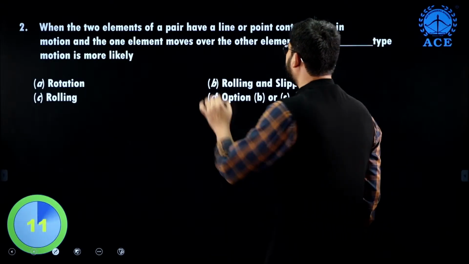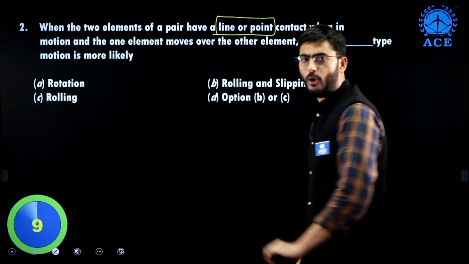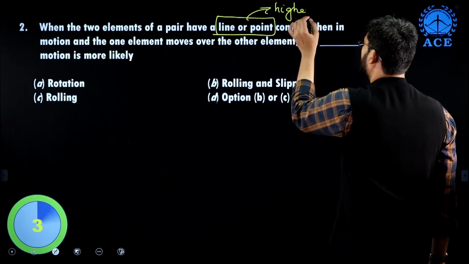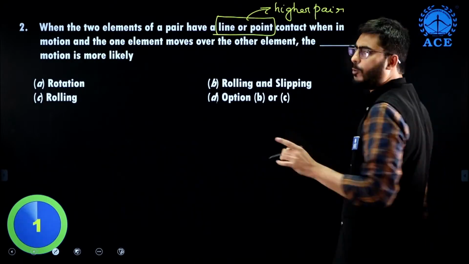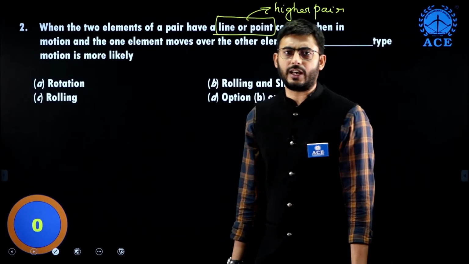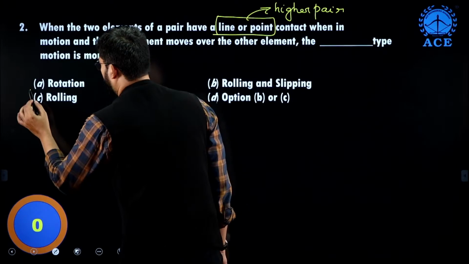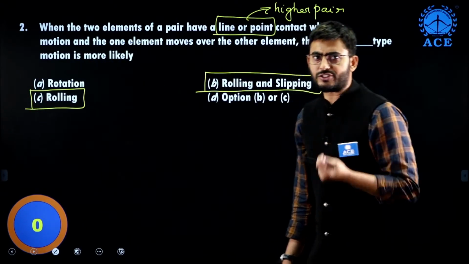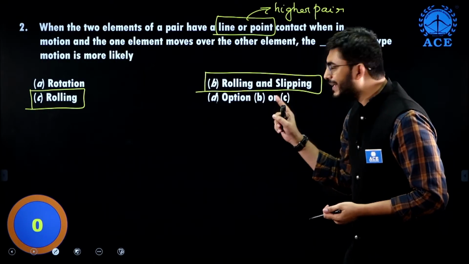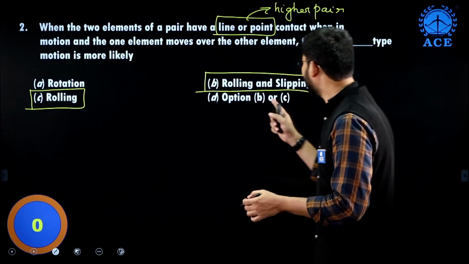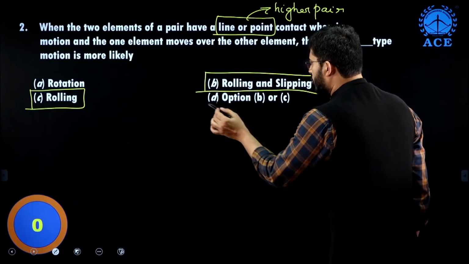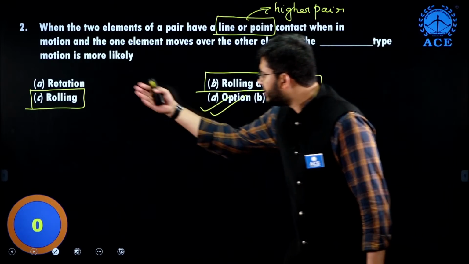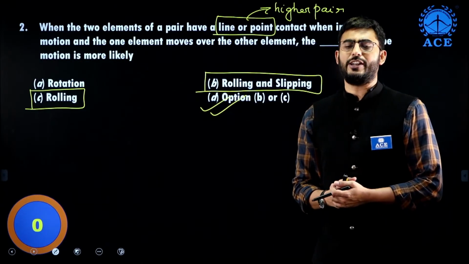So here it is saying that it is a line or point contact, which means it is a higher pair. So in a higher pair, we have only two possibilities: either rolling motion will occur or rolling plus slipping motion may occur. Rolling plus slipping may occur because there may be loss in energy also. So both option B and C are correct. But option D includes both option B and C, so option D is the right answer. Whereas this rotation occurs in a revolute kind of joint.